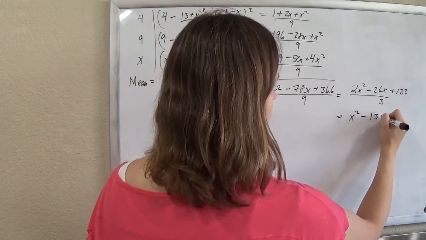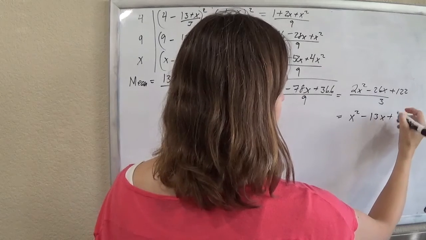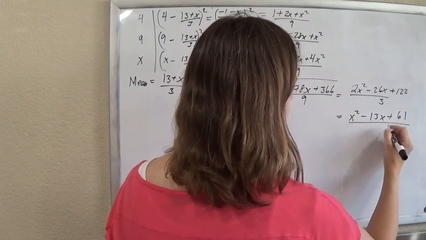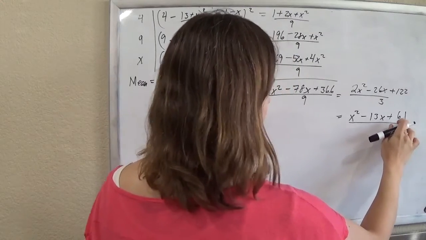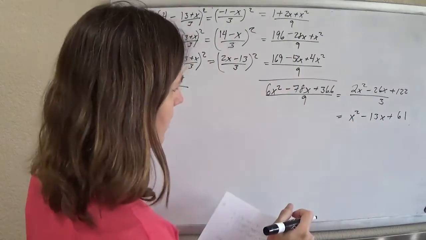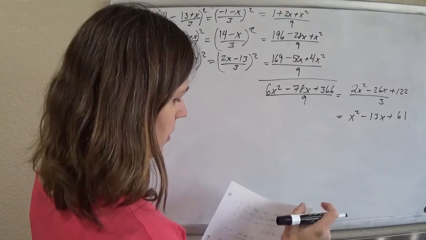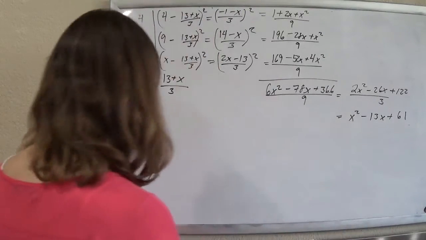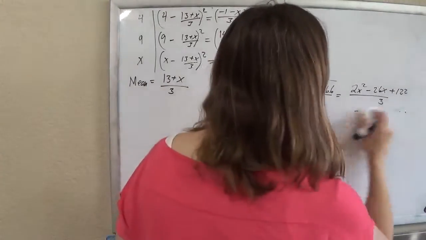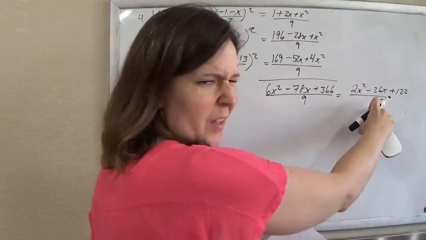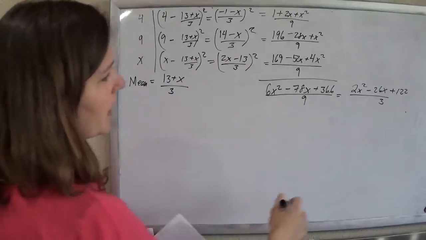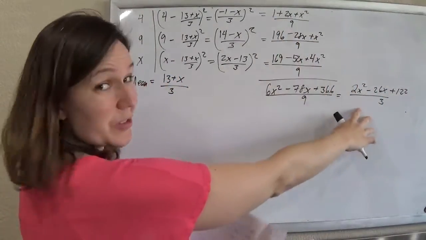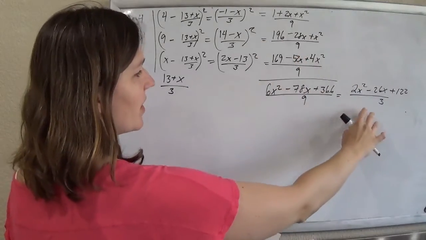So that's minus 13x plus 61, and then not over 3 anymore, right? 2x squared. Oh, no, the bottom doesn't divide by 3. What am I doing? Those divide by 2, but that's not a 2. Wishful thinking. Anyway, so that was the sum of the square differences.